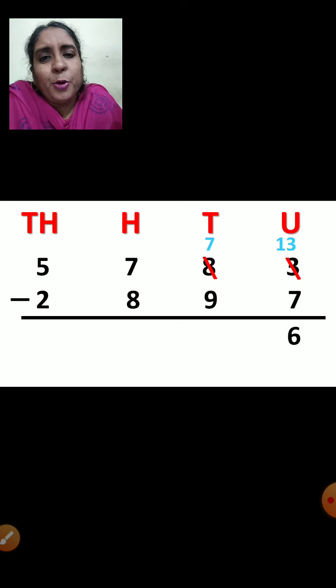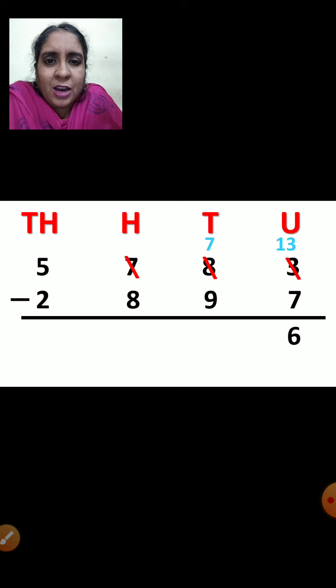You will go to hundreds place to borrow. So you will cut 7. Out of 7 you will take 1 to tens place. So 7 minus 1 will be how much? 6. Now you have to take 1 to tens place, right? So what will you do? You will cut 7 and what will come there now? Yes, 17, right?